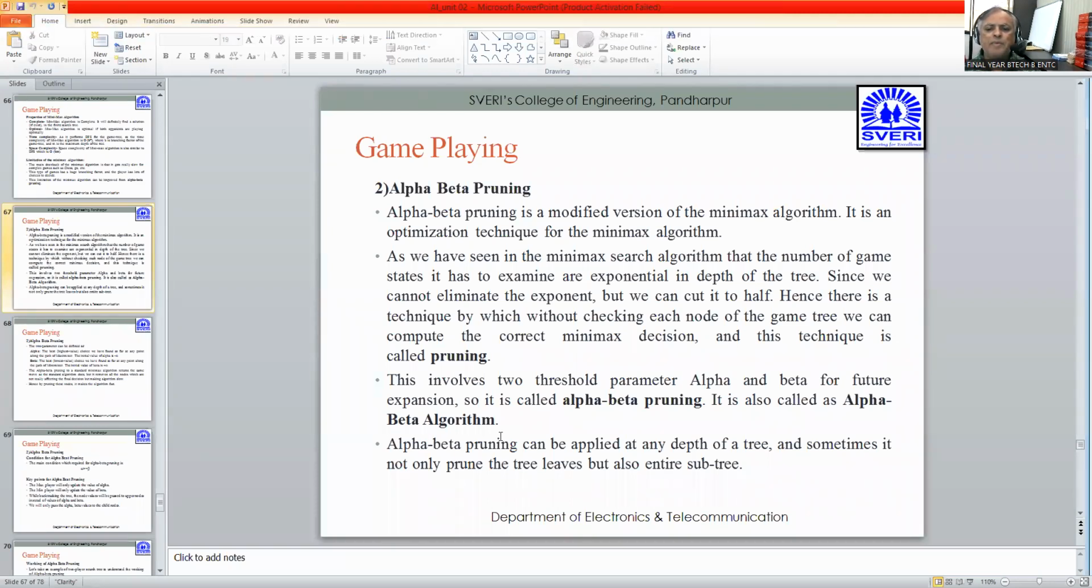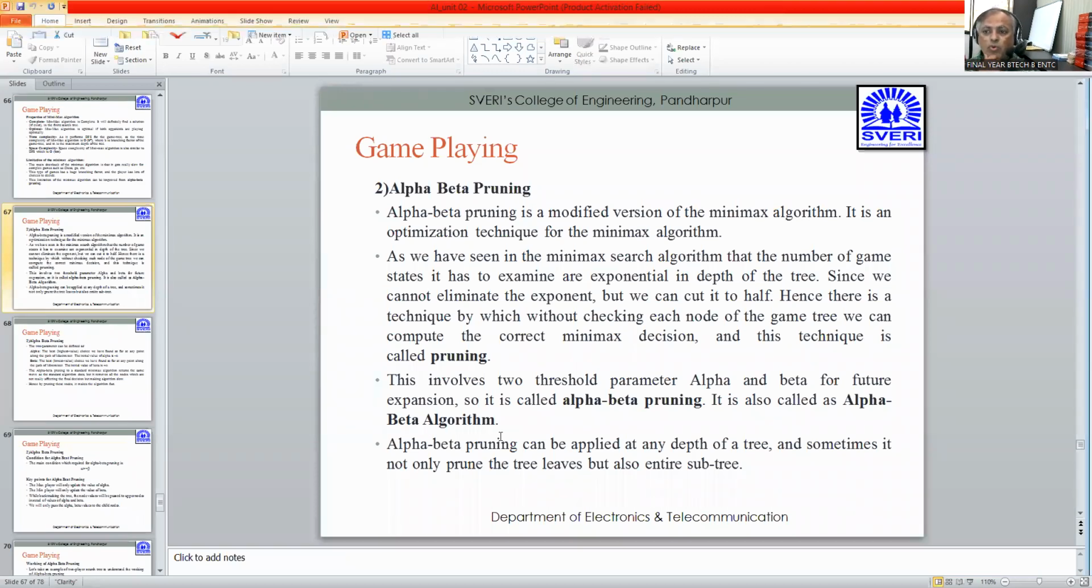Alpha beta pruning can be applied at any depth of the tree, and sometimes it not only prunes the tree leaves but also the entire subtree. Obviously the game tree has nodes, leaves, and subtrees, which together make up the tree. So it is not only applied to the depth of the tree, but it is also applied to prune the tree leaves as well as the entire subtree.